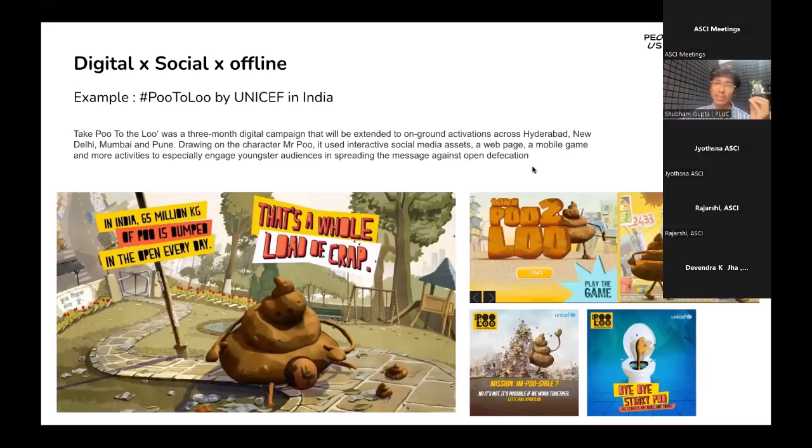And the hashtag should be very simple, very attractive, not more than three words. It should be very short. Why I'm saying it should not be very long is because people will not be able to type it. Just a simple thing. You need to make it very easy for the public to use that hashtag.